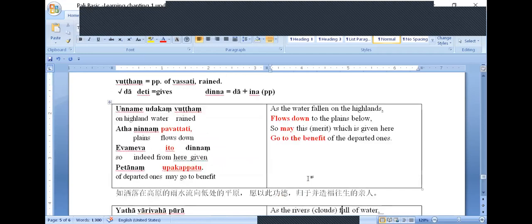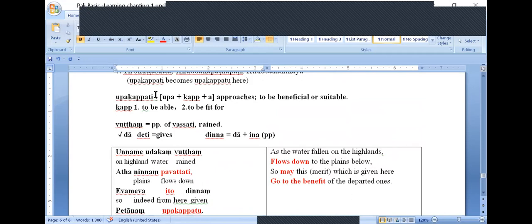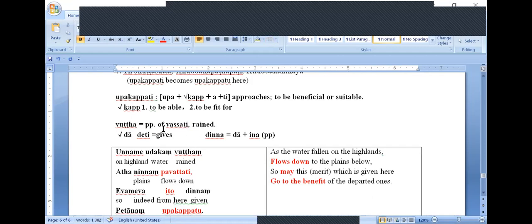Now, another one is when you chant this sutta, which I call the Tilokutta Sutta, from the Khuddaka Nikaya. I think people always chant this one. There are a few things, for example upakappati, coming from upa plus the root kap plus ti, meaning to approach, to be beneficial or suitable. The root means to be able, to be fit for. And then you have another word, vutta, a past participle of vassati, rain. Maybe here it's translated as falling down. Anyway, we can check later.